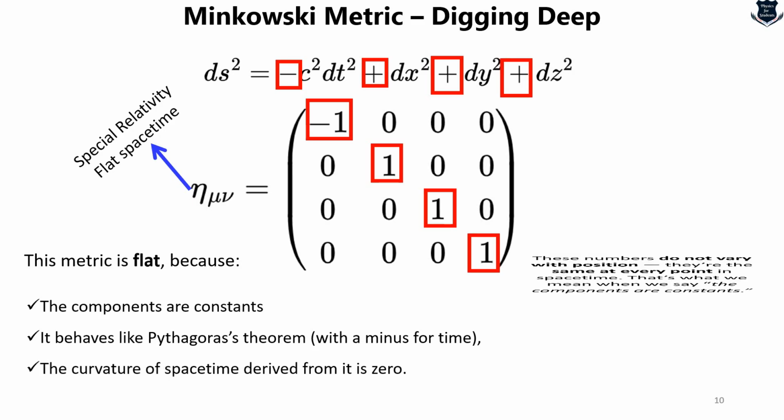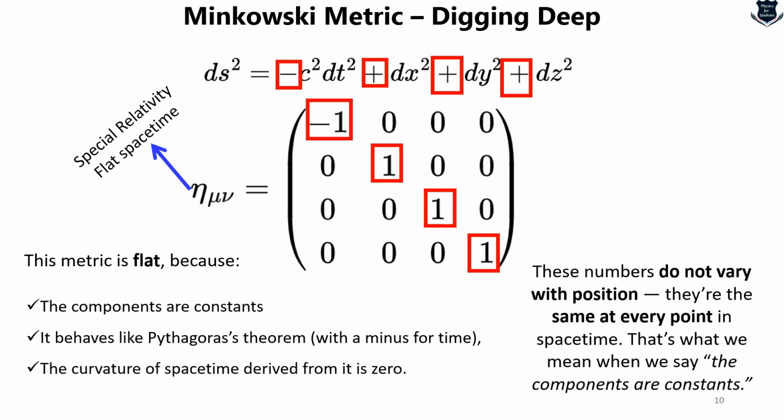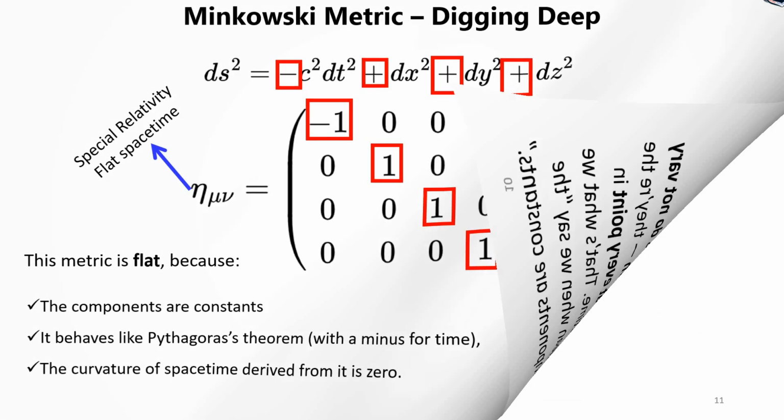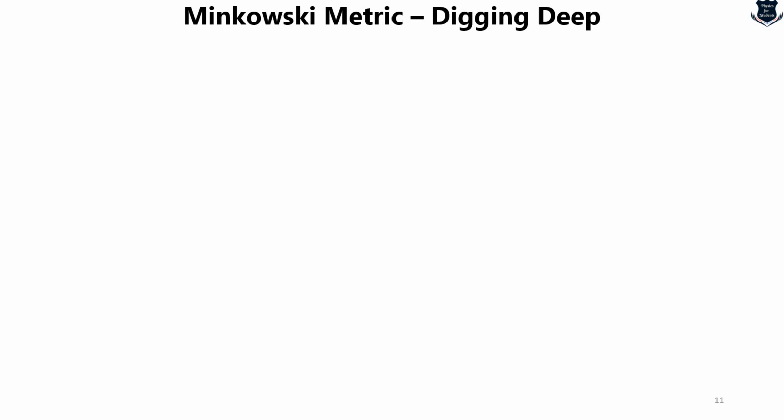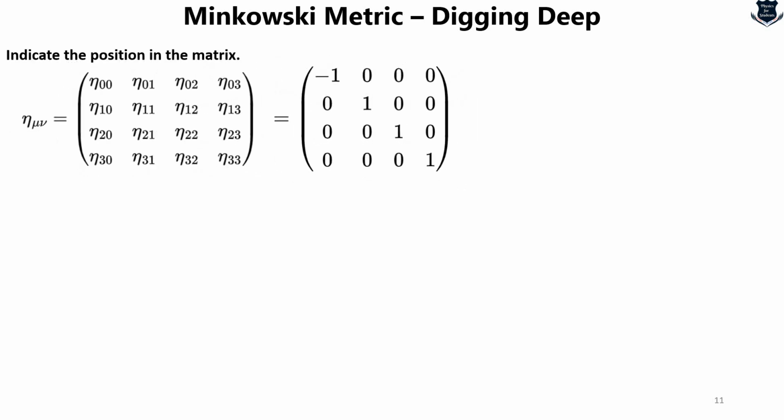From here we can say that the curvature of space-time derived from it is 0, and these numbers do not vary, so it is flat. That is why the components are constants, and that becomes pretty important. Now this is the value of the Minkowski metric. But what about taking the signatures and finding the metric from this kind of figure? This figure indicates the position of the matrix elements.